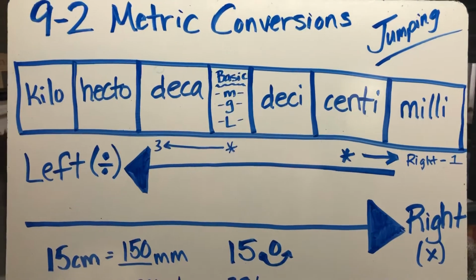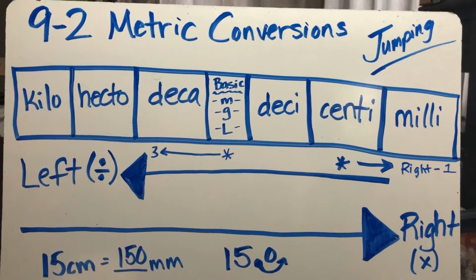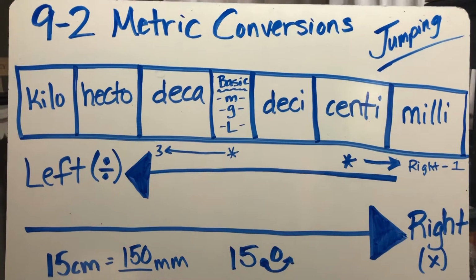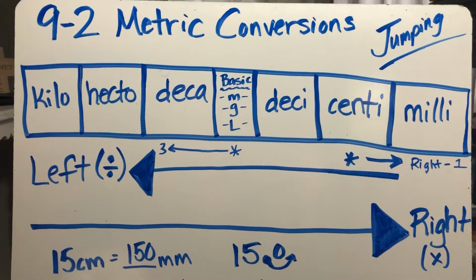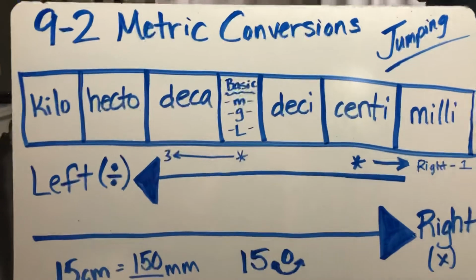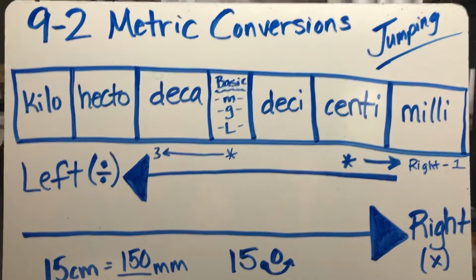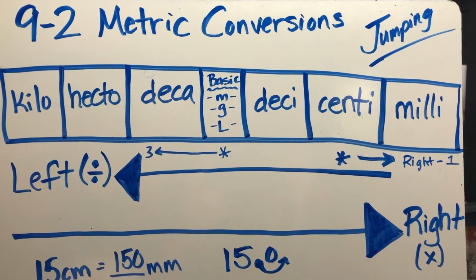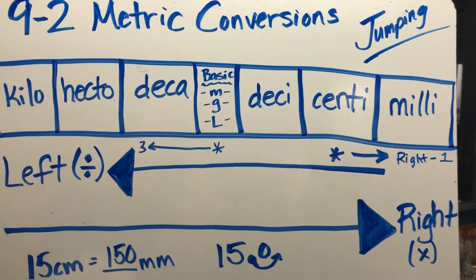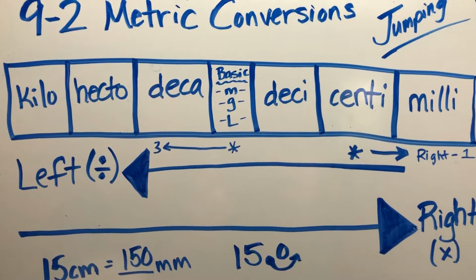And I want you to write this 7-box chart. We're going to do metric conversions, and I call this jumping. We're going to jump, okay? So, put me on pause and go ahead and write. You have the kilo, the hecto, the deca, then you have your basic units, and then you have the deci, the centi, and the millis. Okay, so there's 7. The basic means where it all starts.